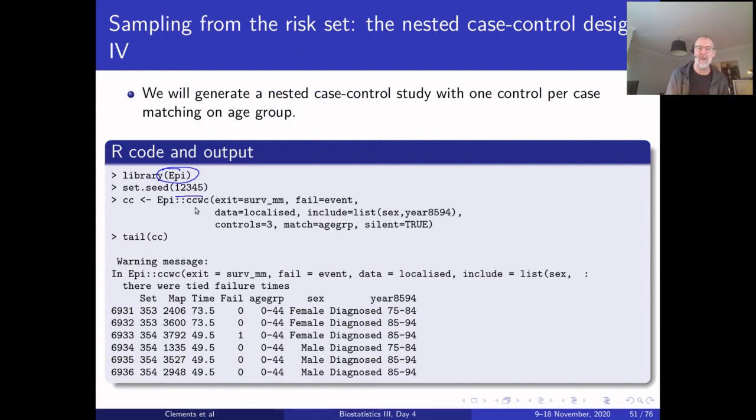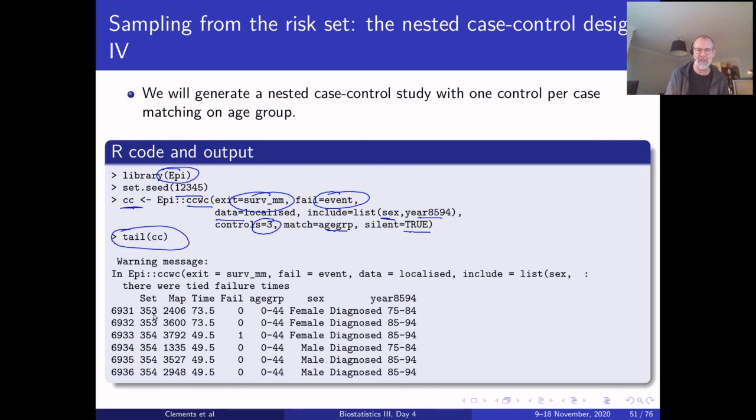Now we can use the Epi package, and we set the seed so it is reproducible. Then we use ccwc for case control. The exit time is survival time in months, and the failure is the event for these data. We're going to include sex and age, but we're going to match on age group with 3 controls per case, and do this silently, otherwise it gives out a lot of output.